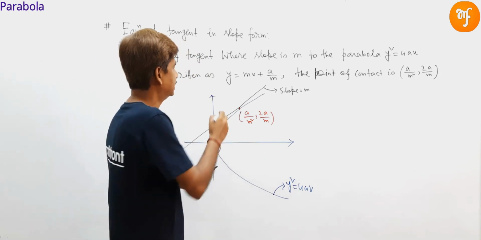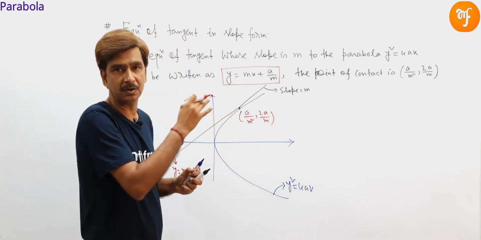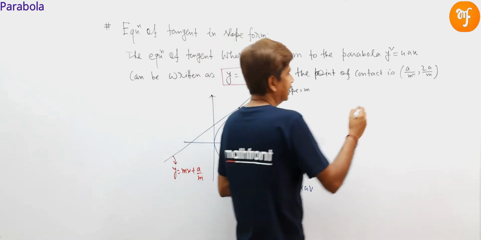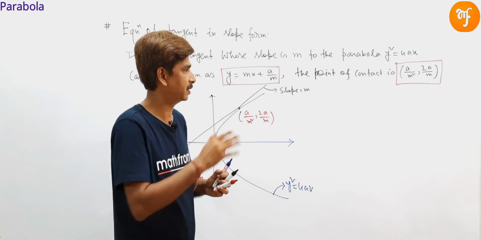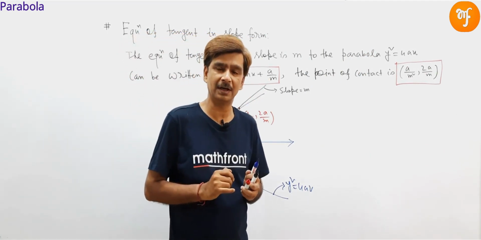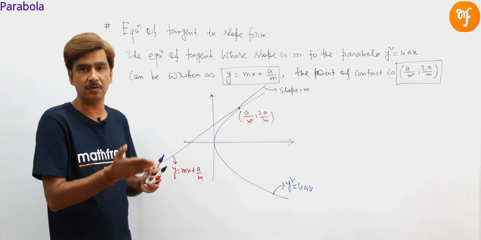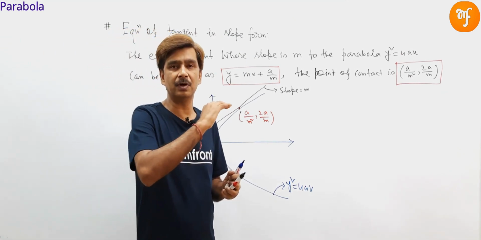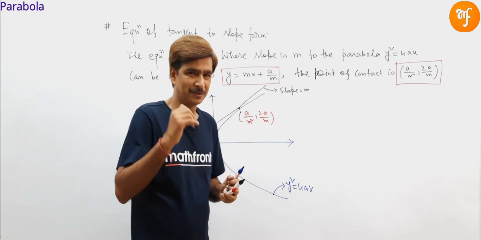So these are two important equations, that is y is equal to mx plus a by m is the equation of tangent in slope form, and its point of contact is a by m square comma 2a by m. You must remember these equations and this point of contact for the numerical. Now we are going to prove how the equation of the tangent in slope form becomes y is equal to mx plus a by m, and how the coordinate of the point of contact becomes a by m square comma 2a by m. So please look.